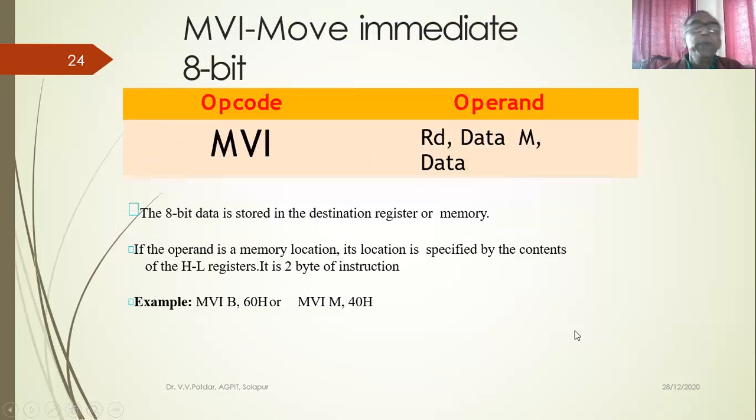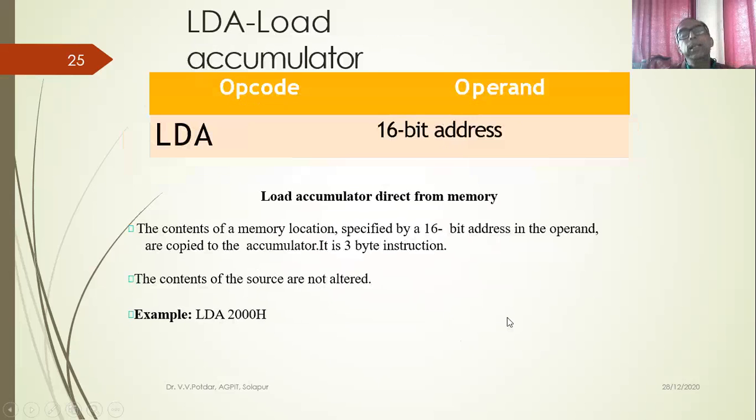MVI, move immediate, right? So this is MVI, move immediate. And this is the example. You can go through these details, and then you have LDA, that is load accumulator. Its operand is a 16-bit address. The contents of the memory location specified by a 16-bit address in the operand are copied to the accumulator.